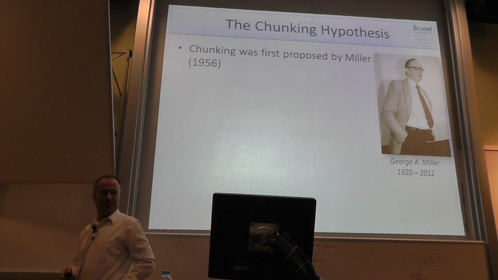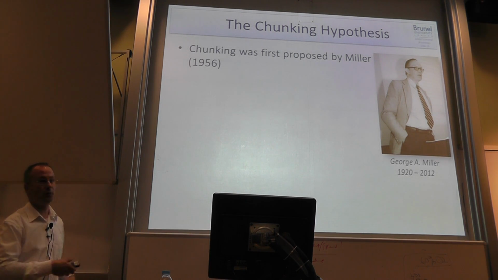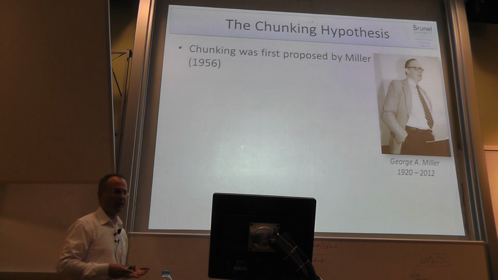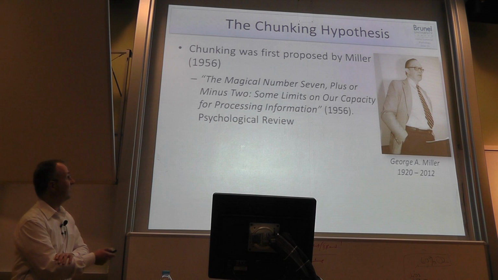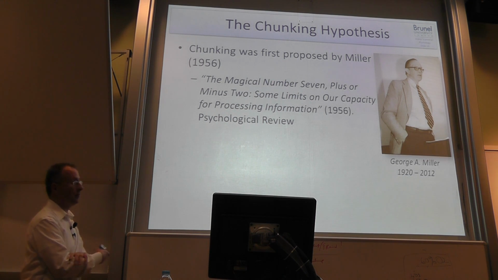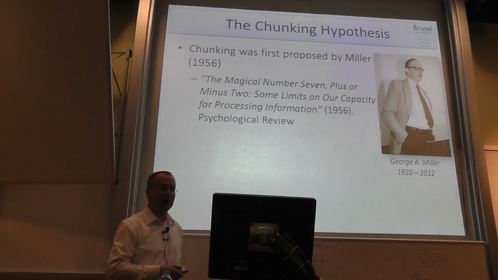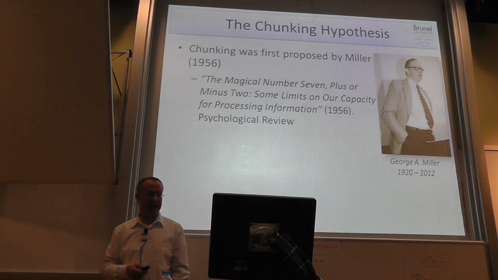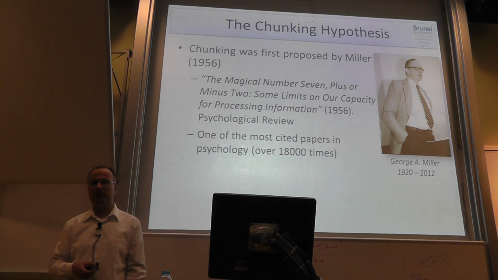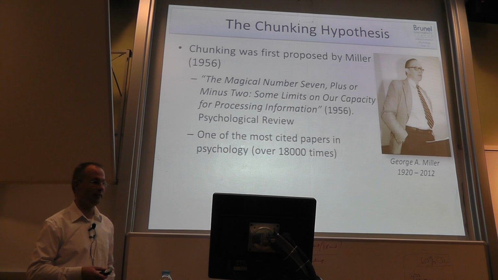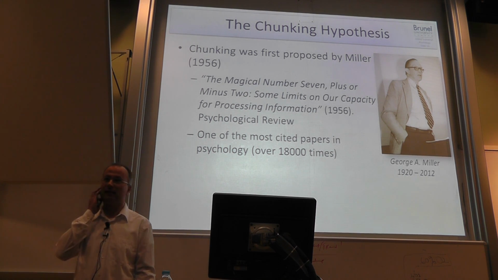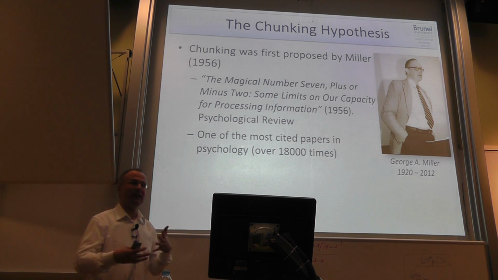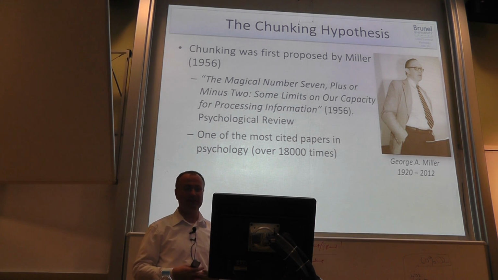And George Miller was the first one who proposed this chunking theory in his very, very famous paper, The Magical Number 7 plus or minus 2, Some Limits on Our Capacity for Processing Information. And this is probably one of the most cited papers ever in psychology. Like 2 or 3 years ago, it had been cited over 18,000 times. Cited meaning properly cited in other scientific articles.